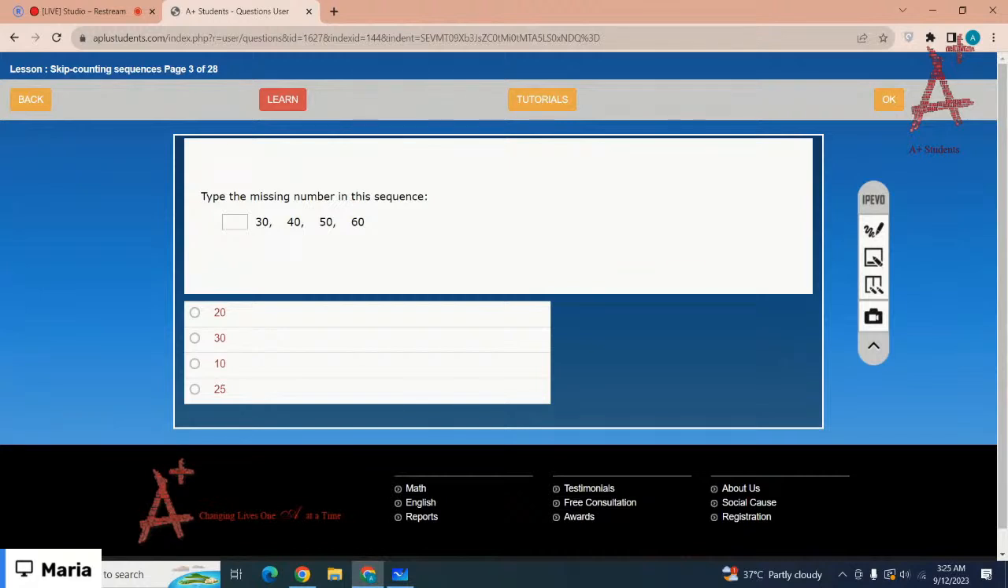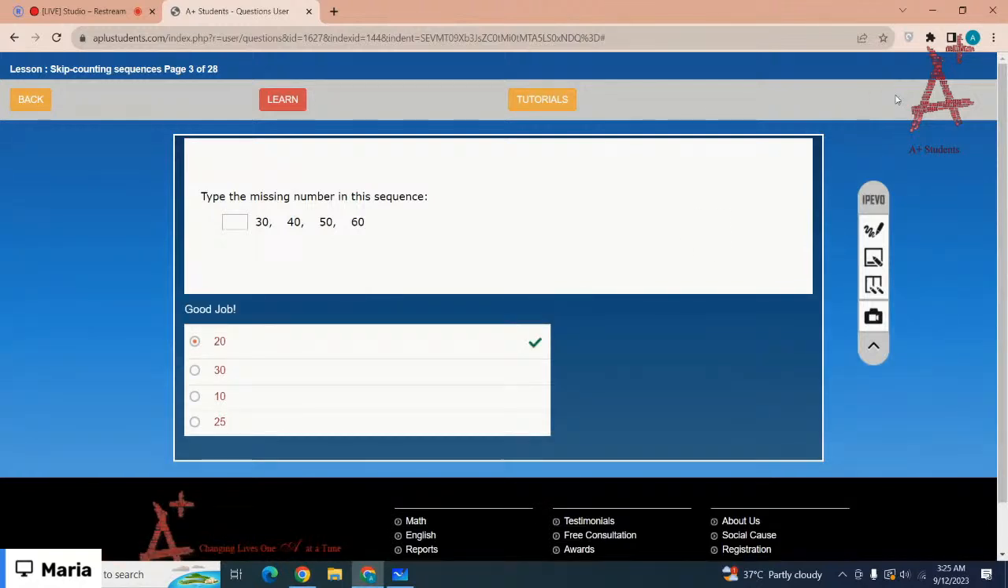Type the missing number in the sequence. So which number is missing? The missing number is 20. Very good. Because the pattern is growing by 10 every time, so the missing number is 20.